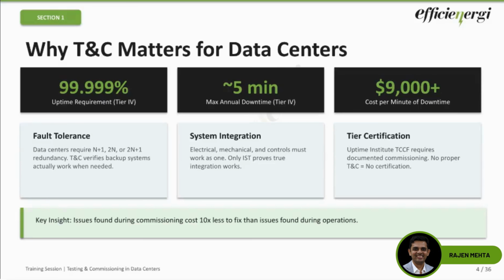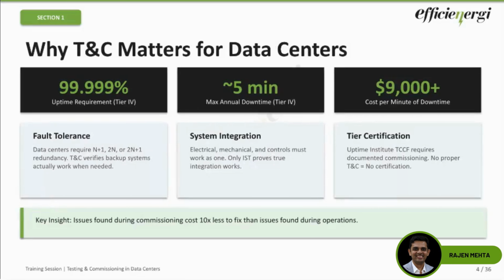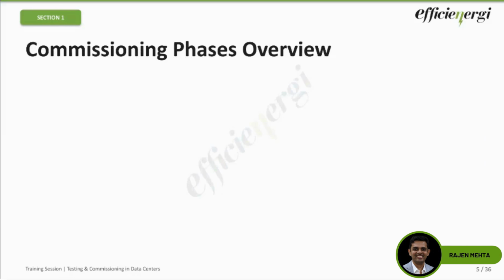Now the challenge you can imagine is, how do you track multiple hundreds of tests across dozens of systems and ensure nothing falls through the cracks? Manual tracking creates gaps, and that's what we'll try to look at further. Now let's go into the 5 commissioning levels in detail.